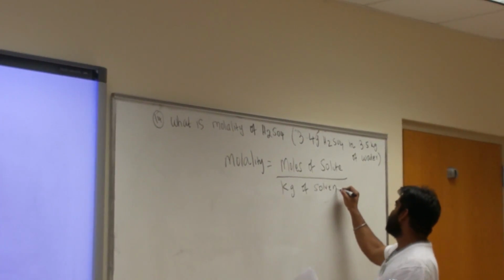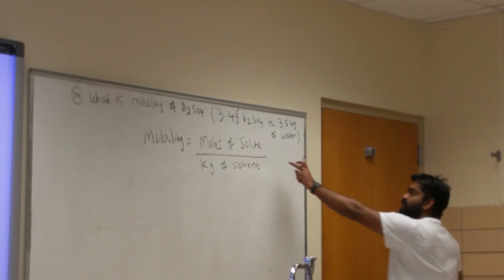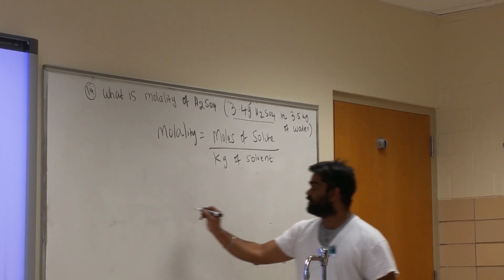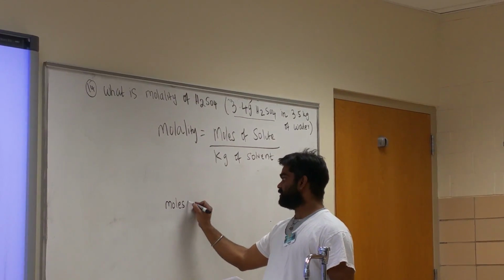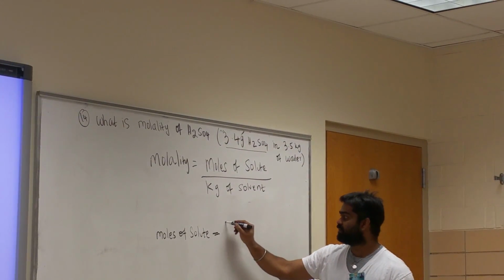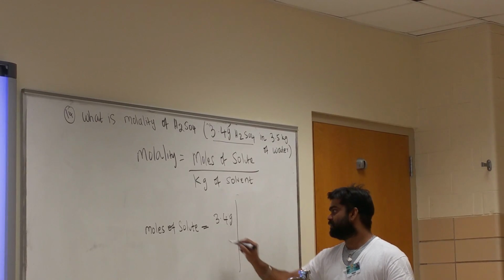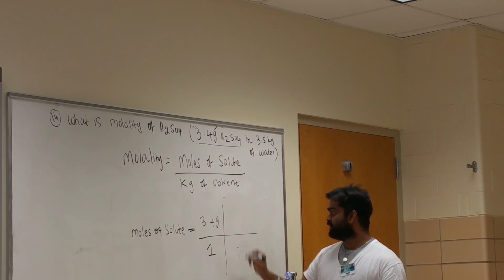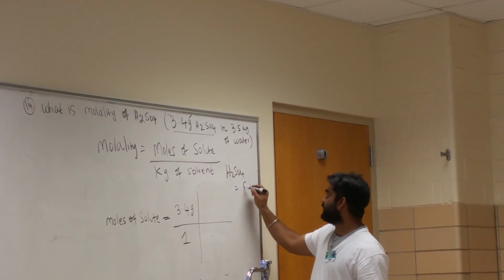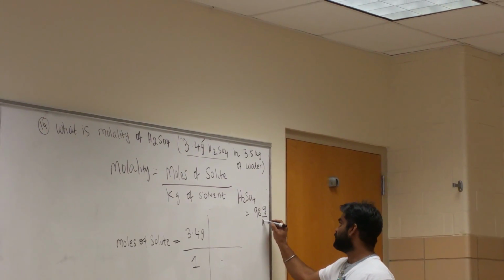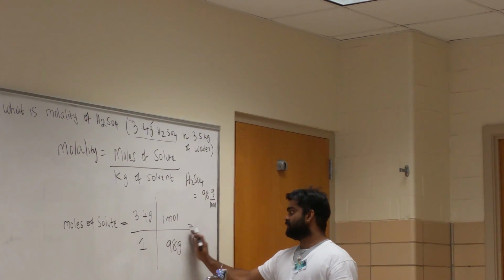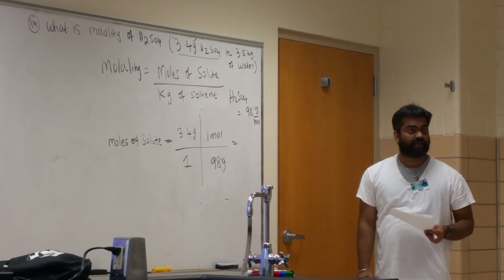I can probably give you this, but again, you still have to do the math. Moles of solute is not given, but we are given grams. So you've got to convert grams to moles. I just calculated the molar mass of sulfuric acid in the previous problem. It's 98 grams over 1 mole. So 98 grams goes on top, 1 mole goes here. So what's the answer? 0.034.